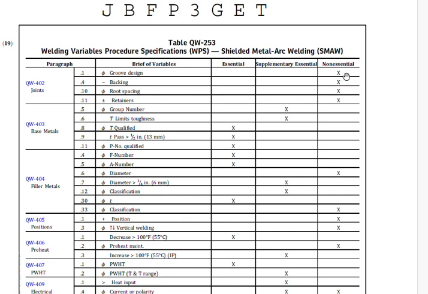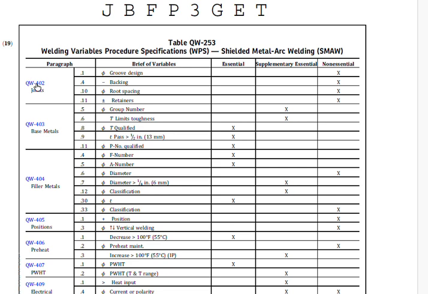So non-essential variables are those where there is no change in the mechanical property. Supplementary essential variables are those where the impact property is compulsory for a particular job; for that, it will be a supplementary essential variable. So joint design is a non-essential variable. For one time we have to check what 402.1 is saying.